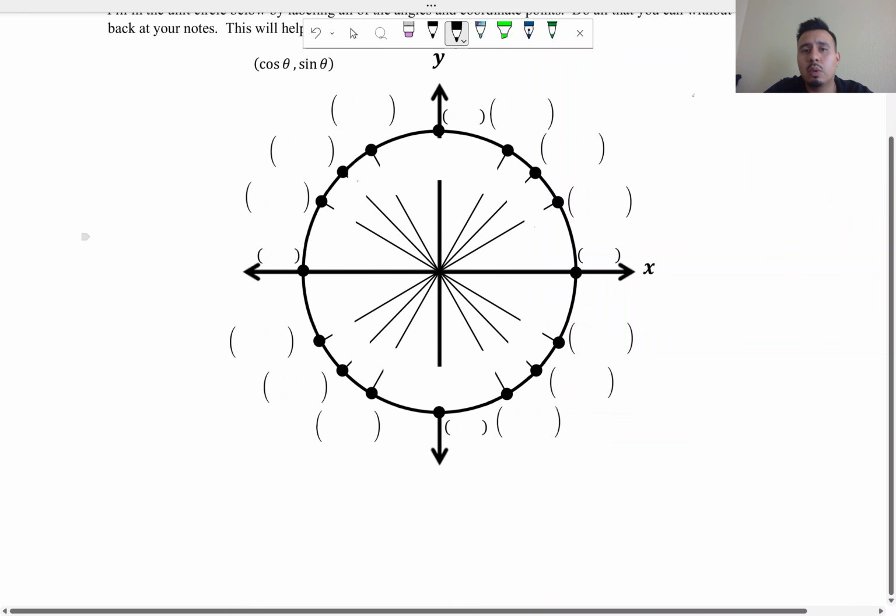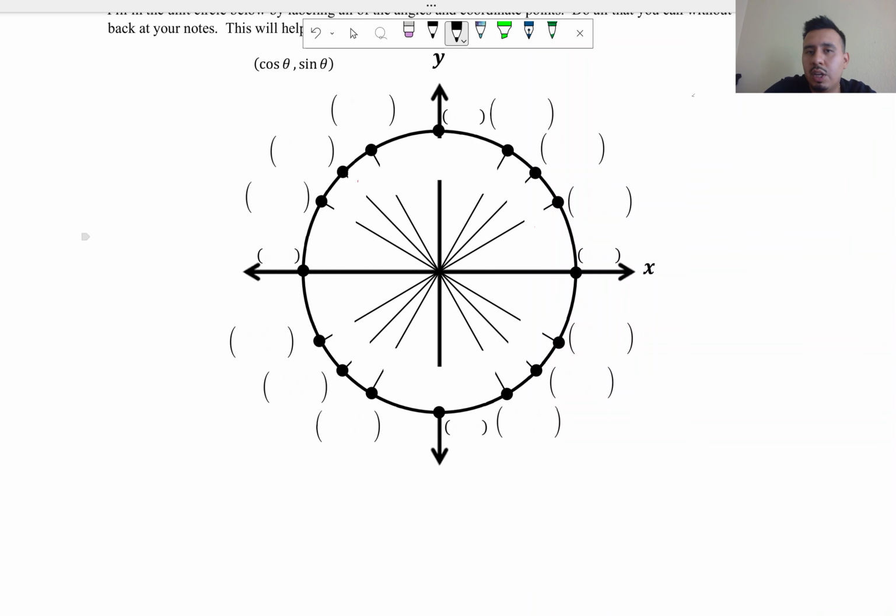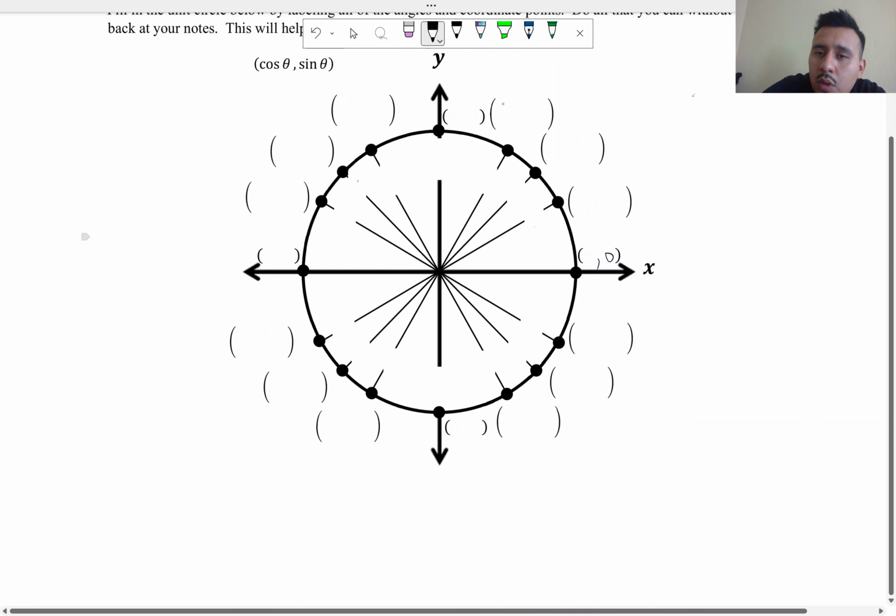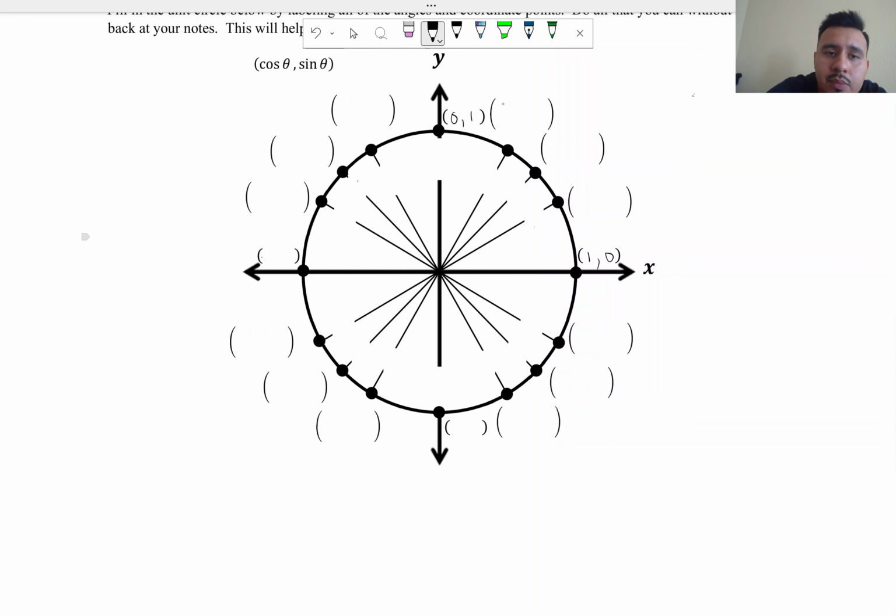When we're dealing with the unit circle, we want to start with the easiest points. It's called the unit circle, so at every part of the circle, the distance is going to be 1, because it's 1 unit. So right here, this point is going to be (1, 0). This is (1, 0), (0, 1), (-1, 0), and then (0, -1). Perfect, right?